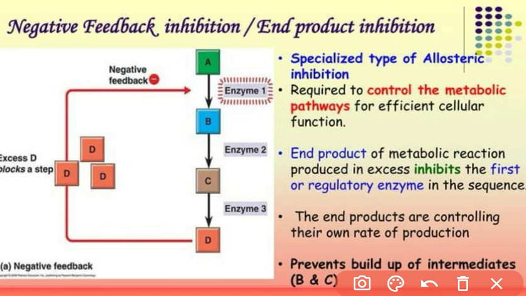This is a specialized type of allosteric enzyme inhibition required to control the metabolic pathway for efficient cellular functions. End products of metabolic reactions produced in excess inhibit the first or a regulatory enzyme in the sequence. The end products are controlling their own rate of production.